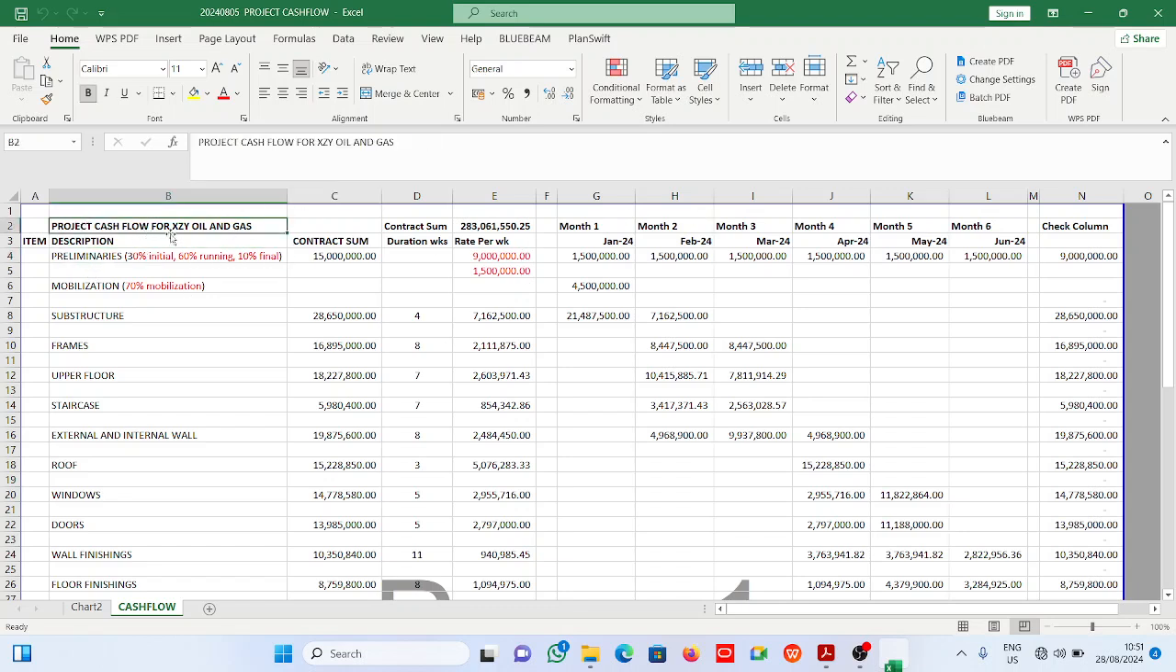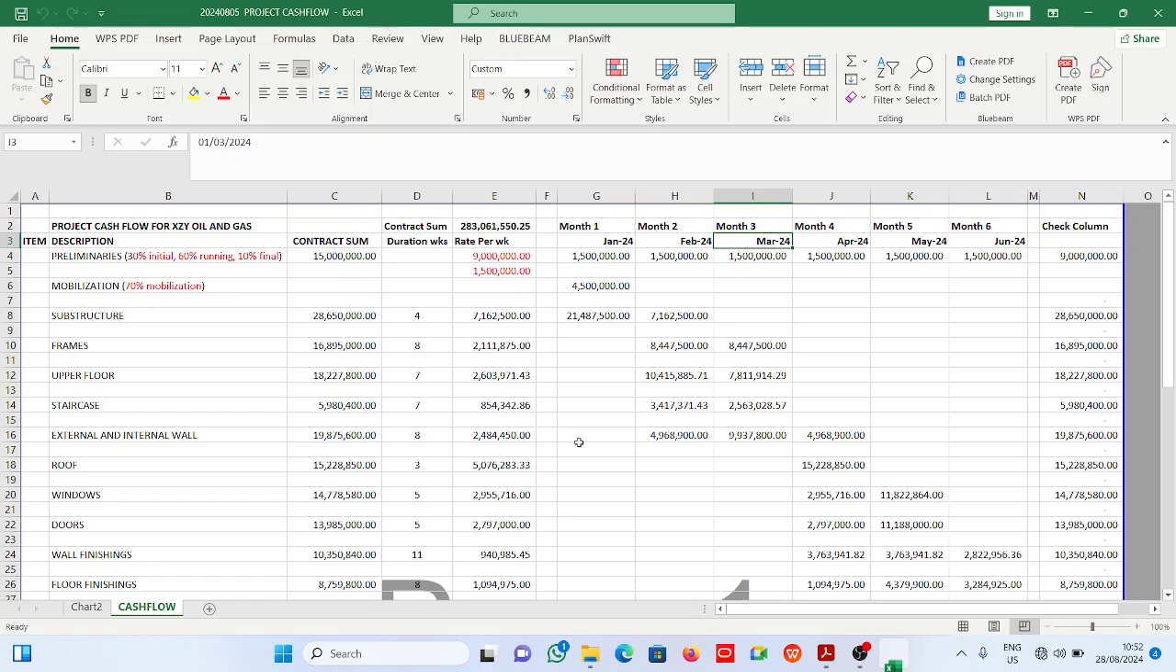Now this is what you have here. It is a project cash flow for XYZ oil and gas, that is the particulars. We are told that the contract sum is 283,061,550 naira 25 kobo. That's what you see from the question. Now it is distributed: we have month 1, month 2, month 3, month 4, month 5, month 6. Of course I just used January, February, March, April. It could be anything. It could be December, January, February, March, whichever way you want it.